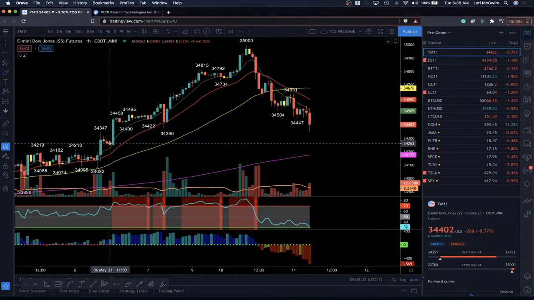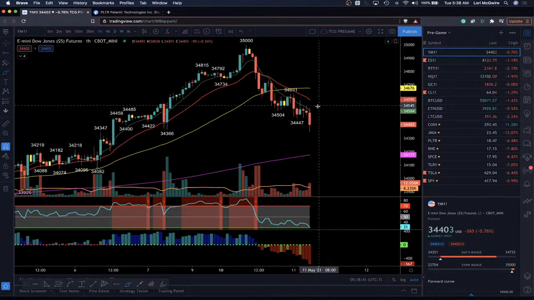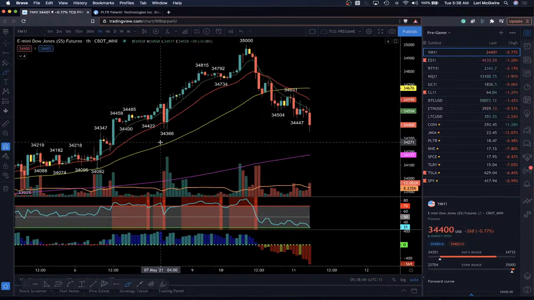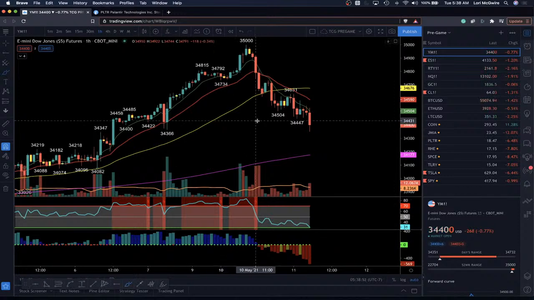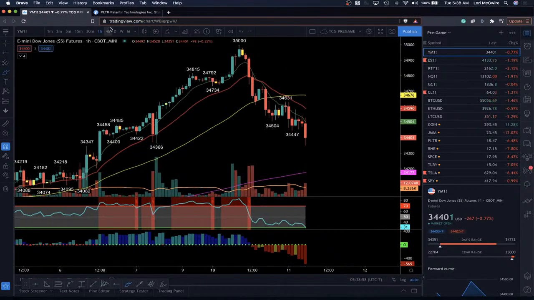And then 34204. Wait, let me check that again. Your support, let me say that again. Sorry, guys. 34528. Then 34366. These numbers aren't quite working over here on TradingView. They sometimes show different numbers. I like to just triple check those.